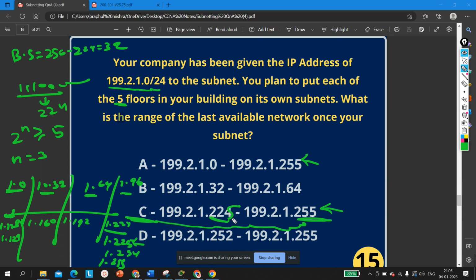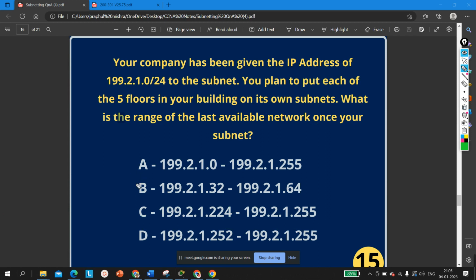Here they're asking for the range of IPs, not the valid ones. So definitely option C is right. This one is not asking for valid IP addresses. It's asking for the IP range, which includes the network as well as the broadcast. So option C is absolutely right.